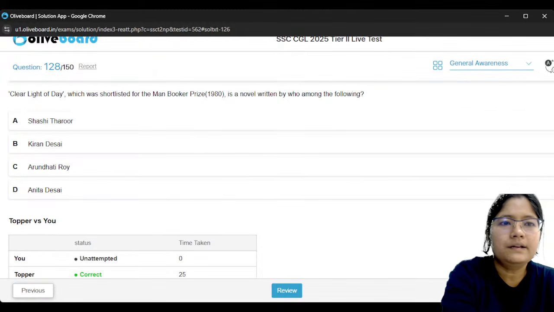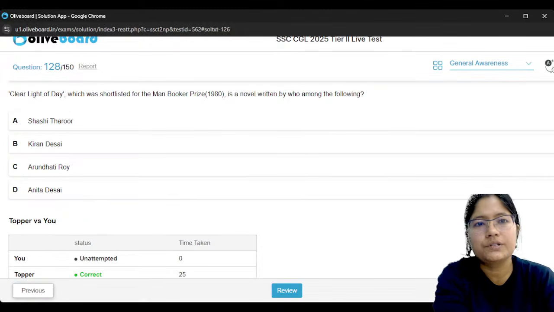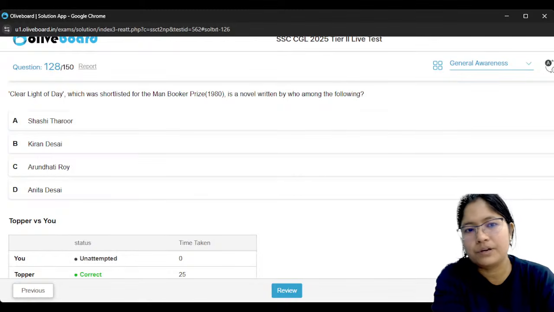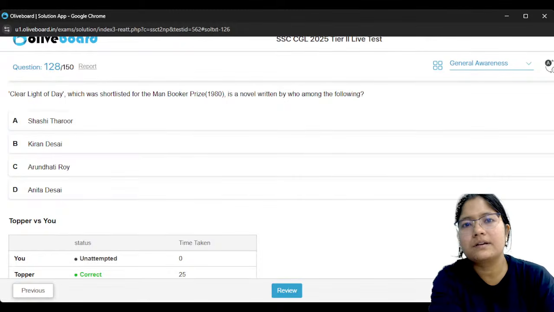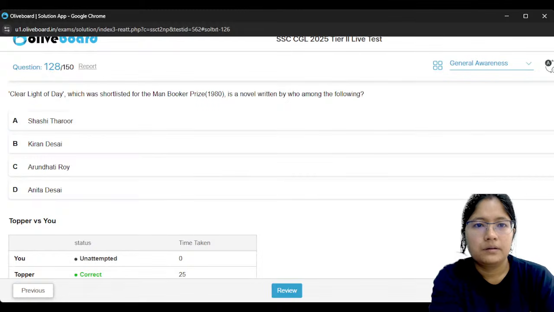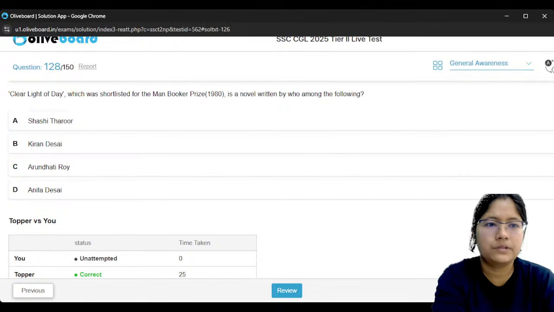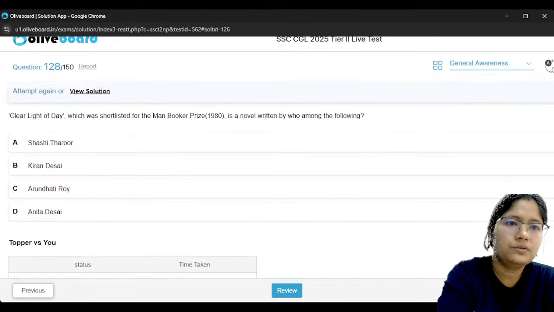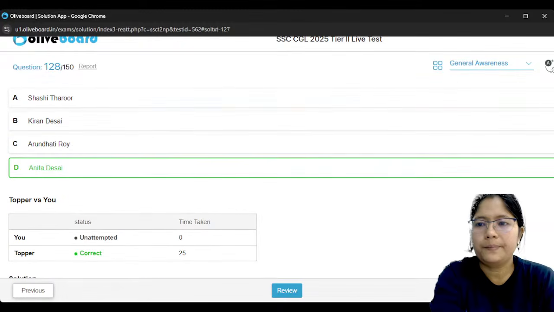Next question is, Clear Light of Day, which was shortlisted for the Booker Prize 1980, is a novel written by which among the following? Who wrote this particular book, Clear Light of Day? So Clear Light of Day was written by Anita Desai. The name was there in the Booker Prize, and there are other books also which were there in the nomination category. So the correct answer here is Anita Desai.